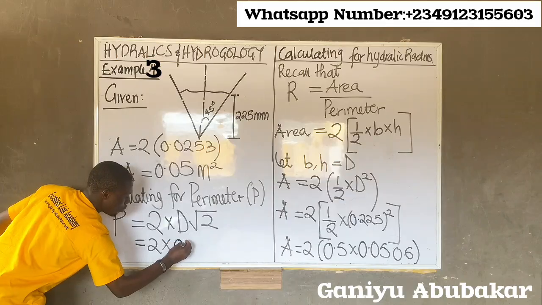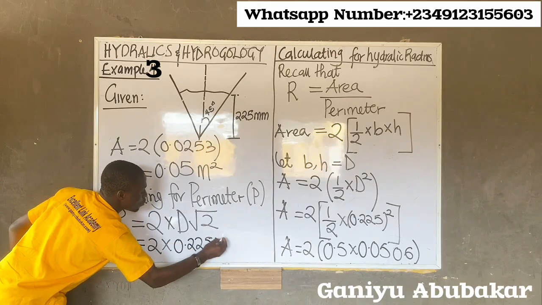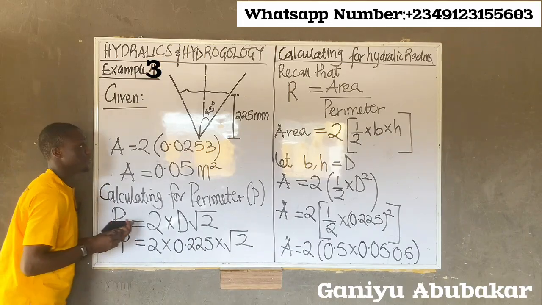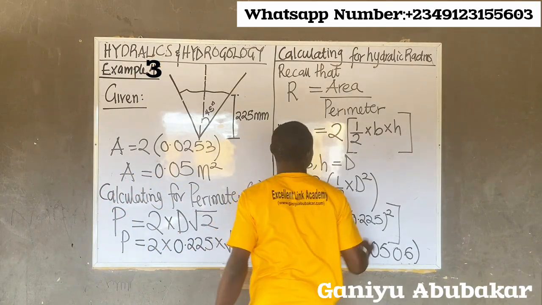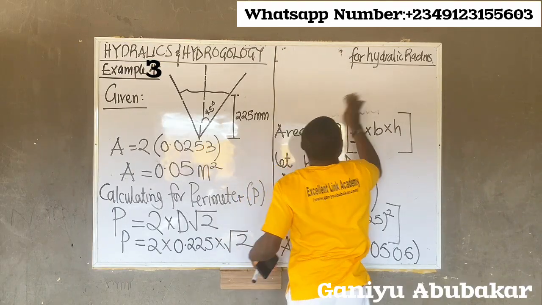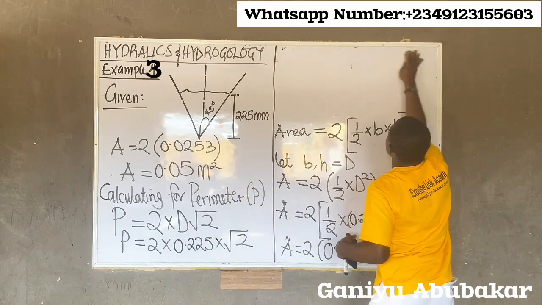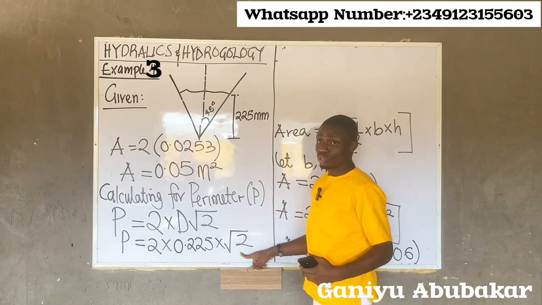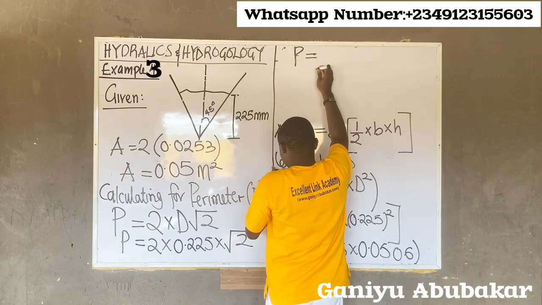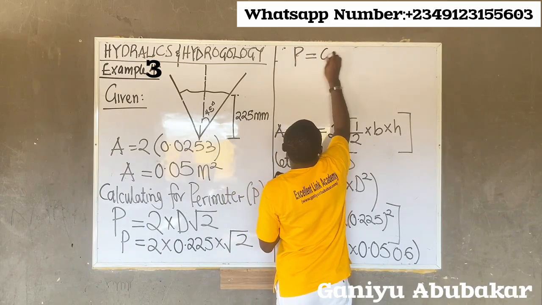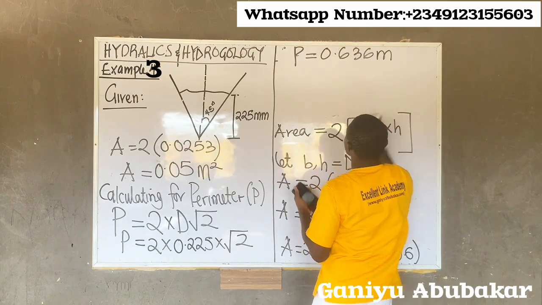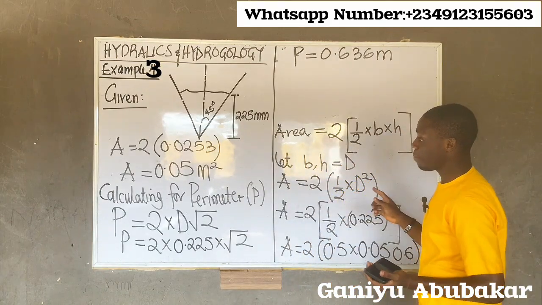0.225, then times root 2. Please press all this on the calculator. What's P? Let's get P. Everything, including root 2. So P gives you what? 0.636, right? In meters. So this is the value for perimeter.